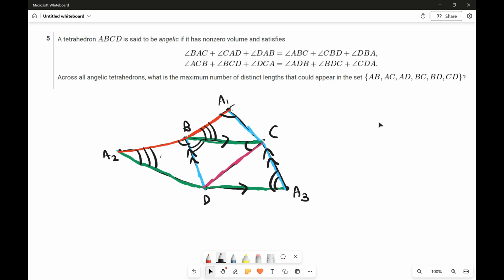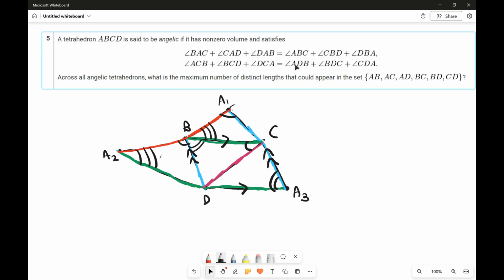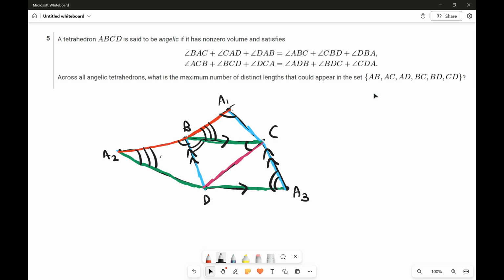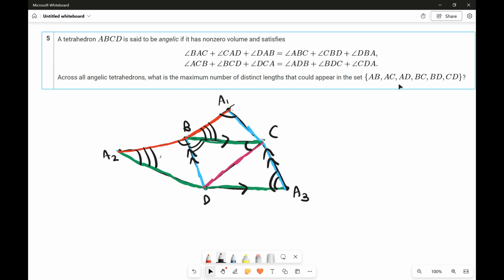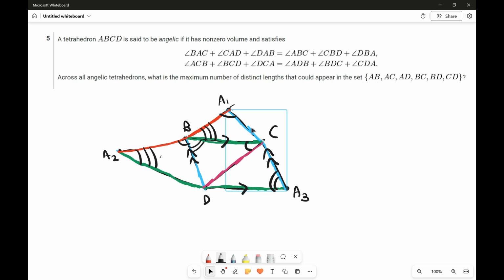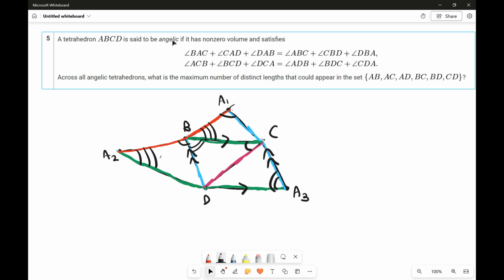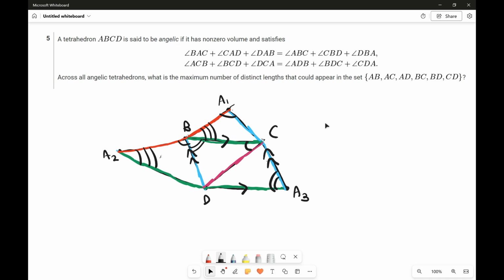Therefore, this tetrahedron net satisfies all the angle equalities and has 4 distinct lengths inside the set, specifically the red, blue, green, and pink. And we can make the red, green, blue, and pink lengths whatever we want, so long as they satisfy the triangle inequality. And when we fold our tetrahedron back up, this gives us our angelic tetrahedron. And therefore, the answer to this problem is 4.